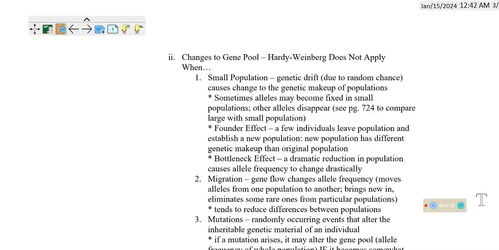You can take a look on page 724 in your textbook. It has a nice diagram to help with that. The idea of a founder effect is where a few individuals will leave a population and establish a new one. And that's going to mean that the new population has a very different genetic makeup than the original population.